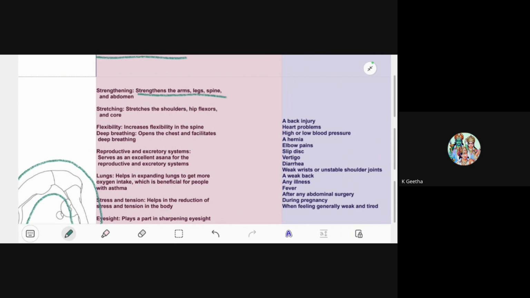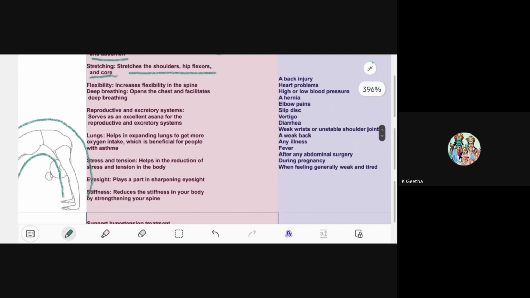Strengthens the arms, legs, and spine, which we discussed. Stretching: it stretches the shoulders, hip flexors, and the core. Flexibility: we get flexibility and increase the flexibility in the spine. Deep breathing: it opens the chest and facilitates deep breathing.